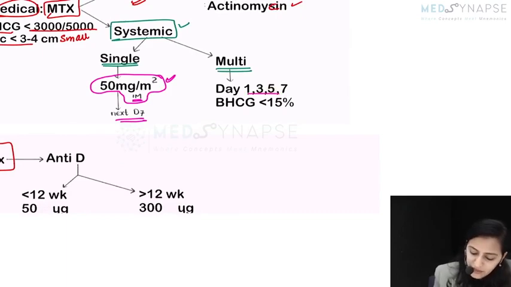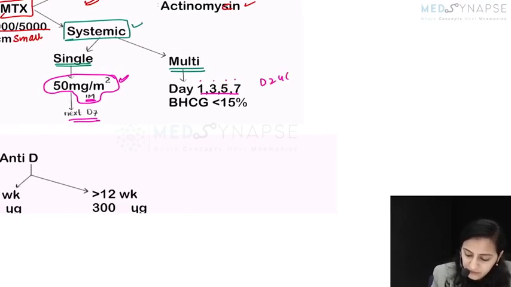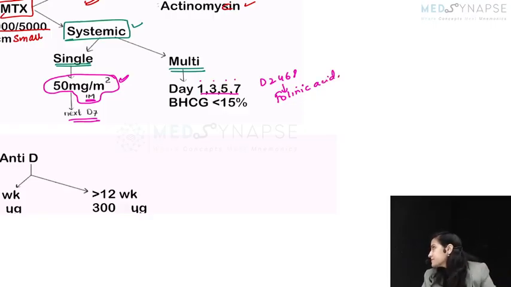Multiple-dose methotrexate is given on day 1, 3, 5, 7. Alternate days, 2, 4, 6, 8, what do we give? Folinic acid, to reduce the toxicity of methotrexate. So 2, 4, 6, 8 folinic, 1, 3, 5, 7 is methotrexate.